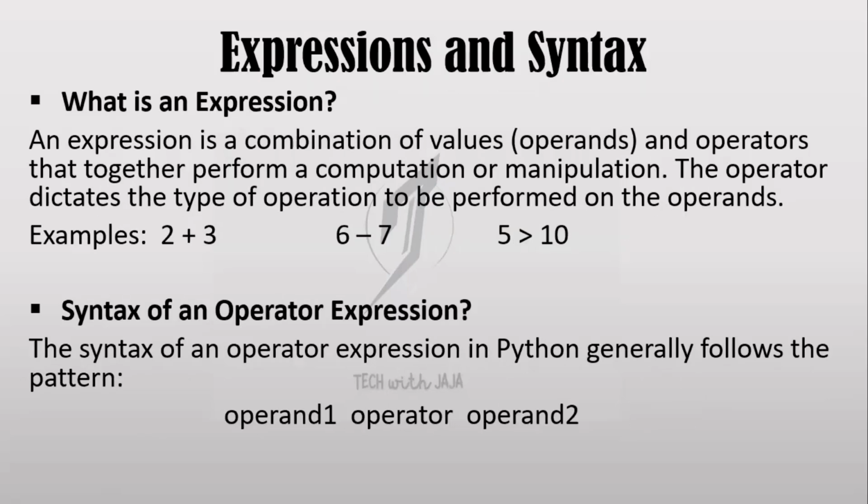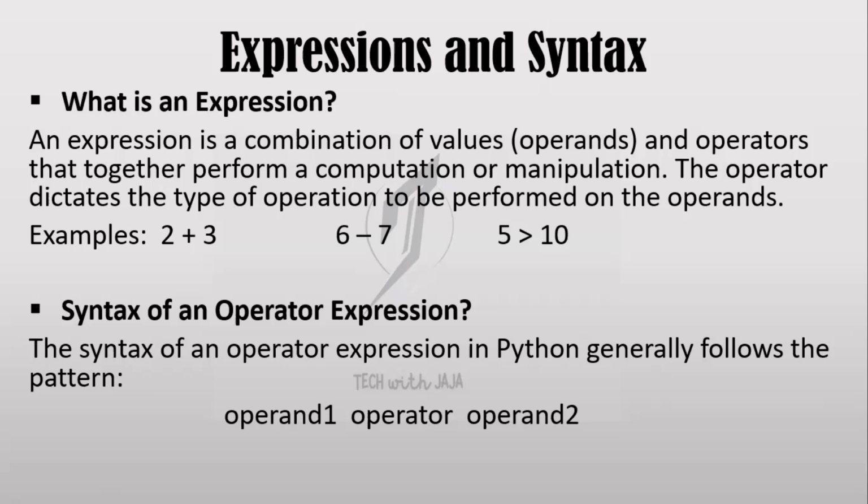Now, if we want to talk about operators and operands, then we also need to talk about what an expression is. An expression is a combination of values, which are operands, and operators, that together perform a computation or manipulation. The operator dictates the kind of operation to be performed on the operand. So for example, if we have 2 plus 3, the 2 and the 3 are the operands, while the plus is the operator. So the plus tells us that we are going to do an addition in this case.